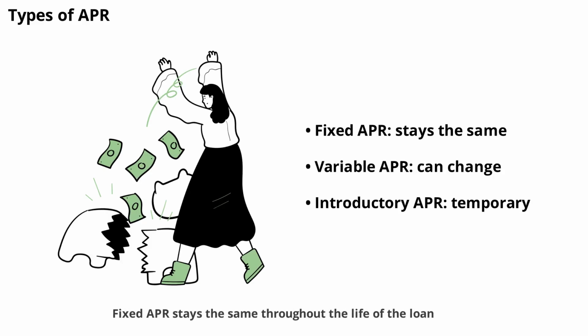There are different types of APR you might encounter. Fixed APR stays the same throughout the life of the loan, while variable APR can change based on market conditions. Some credit cards even offer introductory APRs, which are lower rates for a limited time before switching to the regular rate. Knowing which type of APR you're dealing with is important for managing your finances and avoiding surprises.